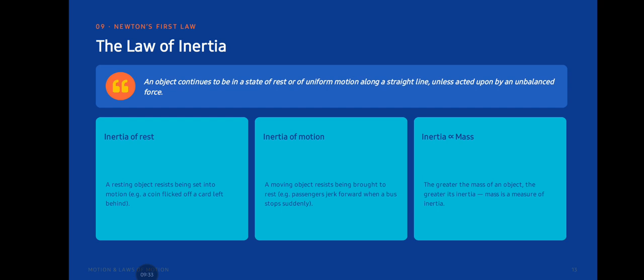Inertia is proportional to mass. The greater the mass of an object, the greater is its inertia. Mass is a measure of inertia.